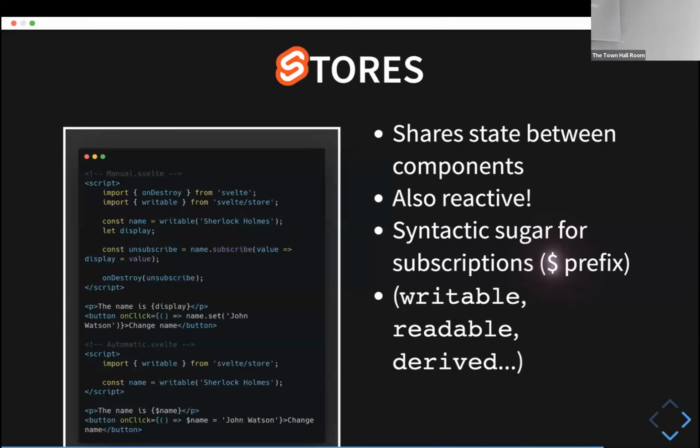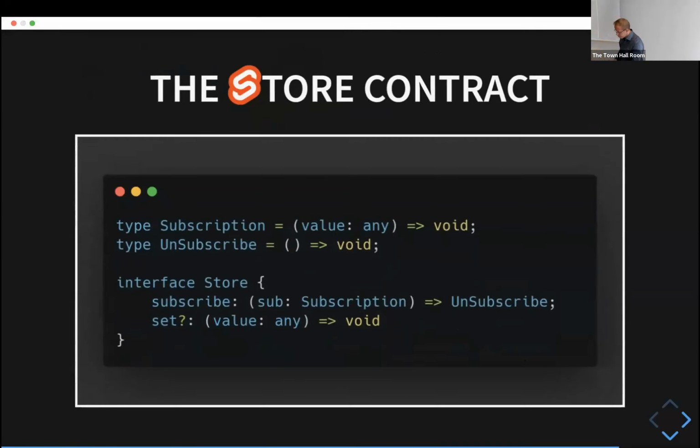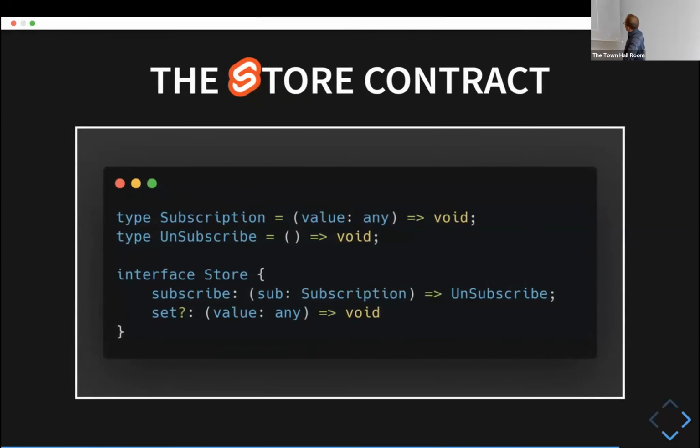And then let me just do all of this stuff automatically by adding a $ sign to the beginning of the store. That way it will subscribe to the store for you, and it will unsubscribe when the component is destroyed. Again, magic using the compiler. And if you look at the contract, it looks like this.